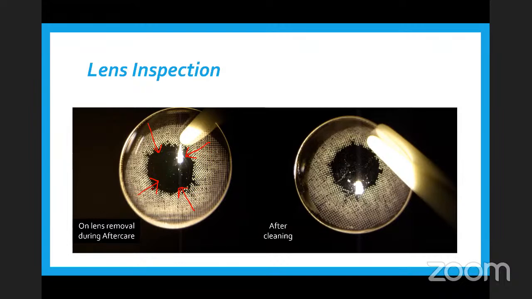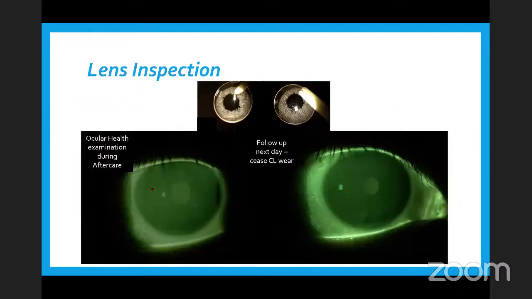Okay, how did it affect the patient? This is important to look at. When we looked at the patient's cornea, when we stained it with fluorescein, we saw that exactly at the area of the ring there was corneal staining, and you can clearly see the dot spots there. We asked the patient to follow up the next day, prescribed some lubricating eye drops, and ceased lens wear. The patient was good enough.